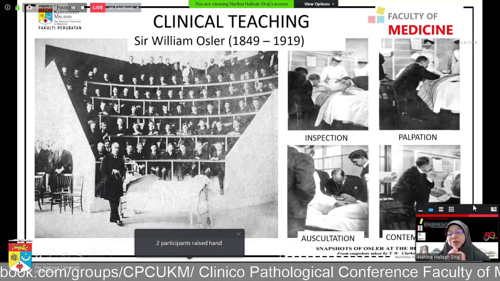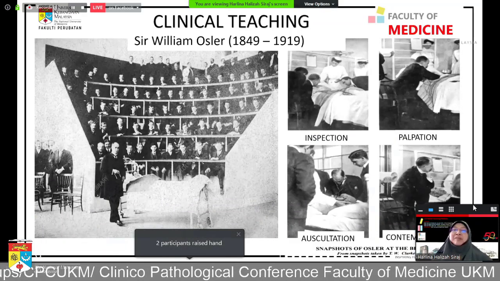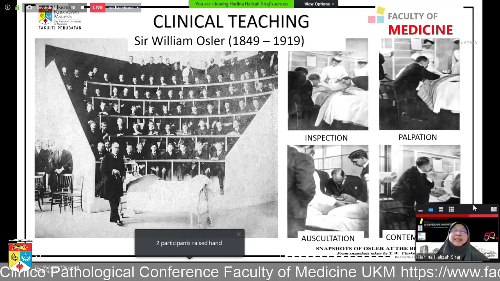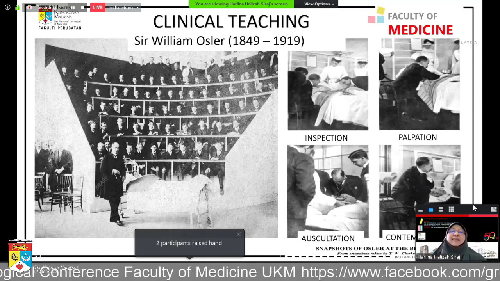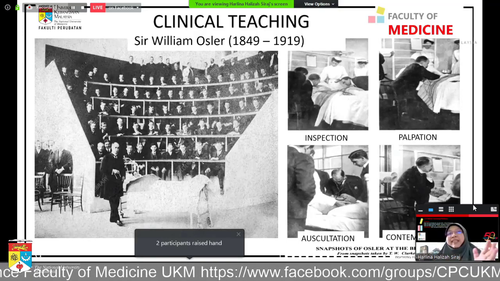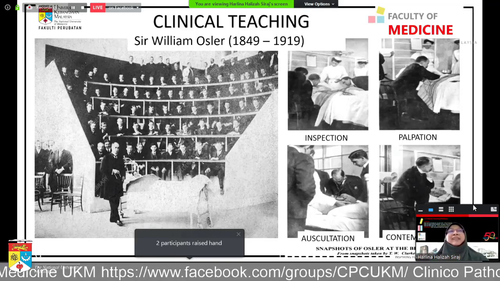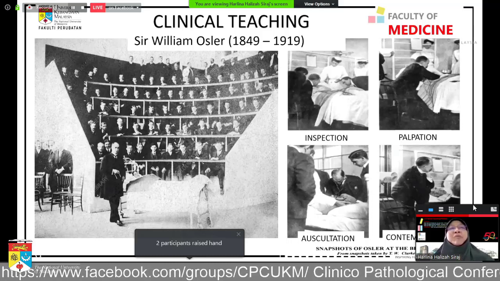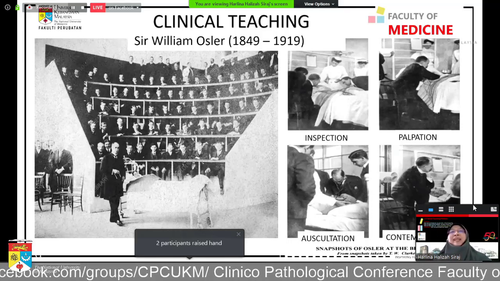So just to be a bit nostalgic and going down the memory lane, I'm sure everybody knows Sir William Osler, the father of modern medicine, modern clinical medicine. And when he was younger, teaching in McGill's, Montreal, he used to teach students in an amphitheater, where, as you can see, I don't see any women there, but definitely this is the day where it's only men who learn medicine.